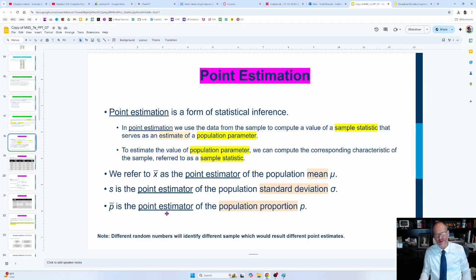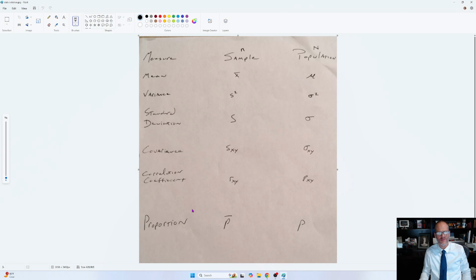We were talking about the point estimator, and it's really stuff you already know, that these sample statistics are point estimators for the population.